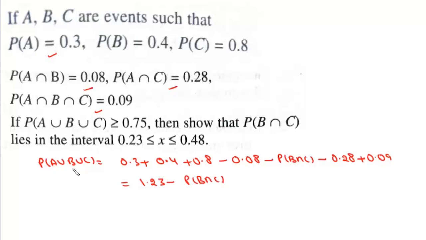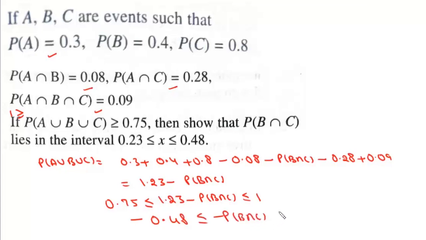Now we are given that probability of A union B union C is always greater than or equal to 0.75, and we also know that any probability is always less than or equal to 1. So this value is greater than or equal to 0.75 and will always be less than or equal to 1. Now this is minus 0.48 less than or equal to minus P(B intersection C), and will be less than or equal to minus 0.23. Now we multiply it with minus, inequality sign will reverse. So in that case, we'll get this X lying between 0.23 and 0.48, which is what we need to prove in this question.